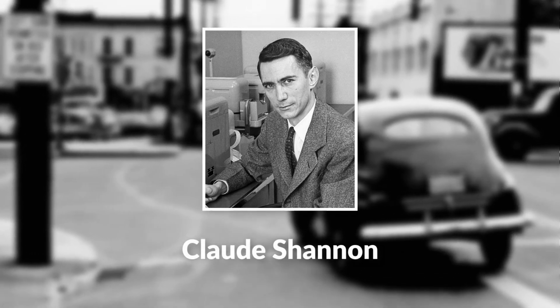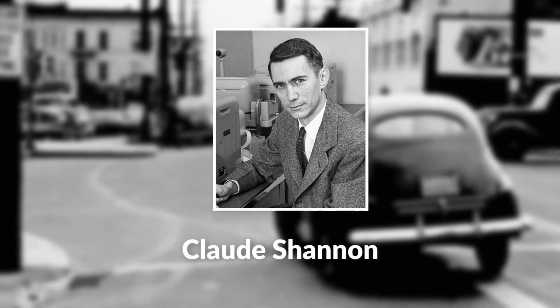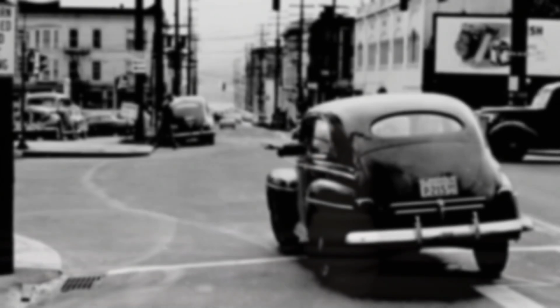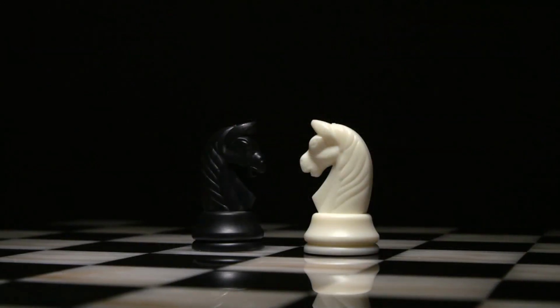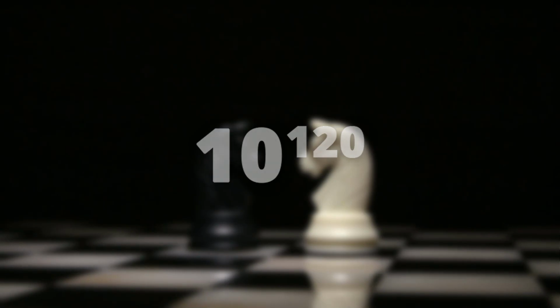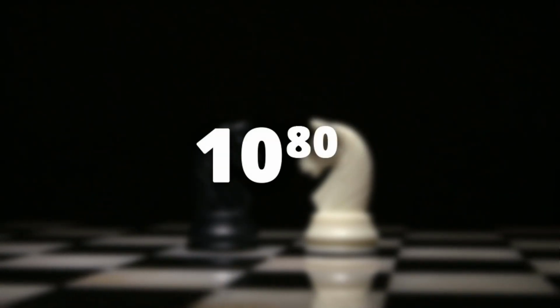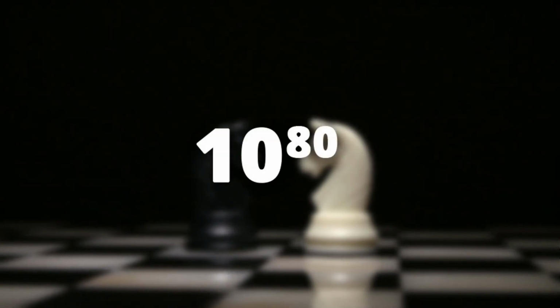In the year 1950, the father of information theory Claude Shannon wrote a paper about programming a computer for playing chess. In that paper, he estimated that the number of chess games that could be played is around 10 to the power 120. To put that into perspective, the total number of atoms in the observable universe is estimated to be around 10 to the power 80 atoms. That's how big the number is.